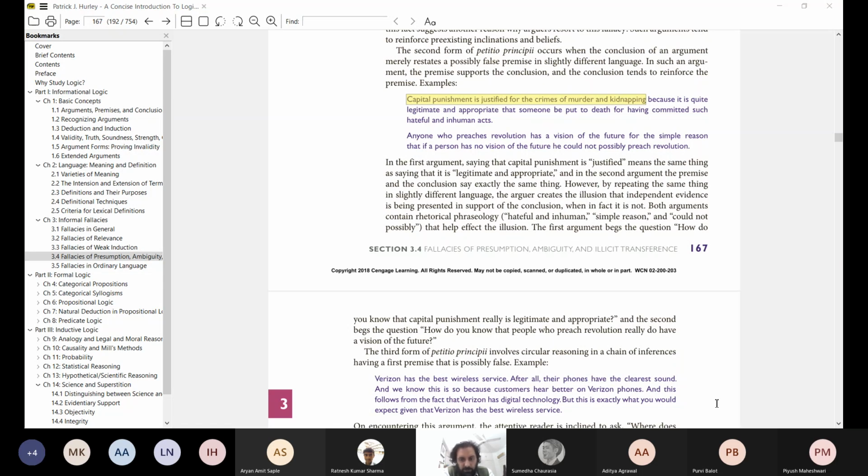So yeah, whenever you have a situation of this kind, where the premise and the conclusion are saying the same thing, then it's not possible for the premise to be true and the conclusion to be false. That would be a contradiction. So that's why it's a valid argument. Does that make sense?